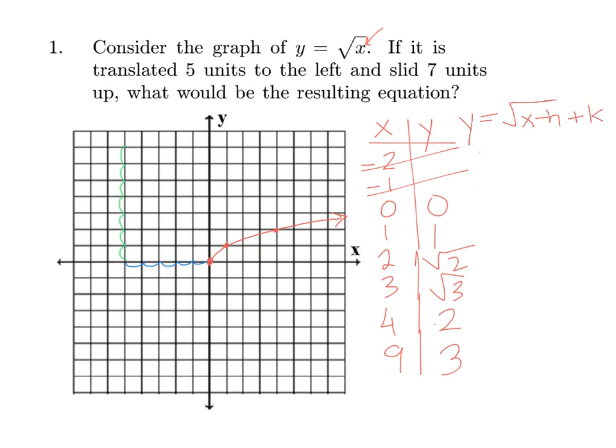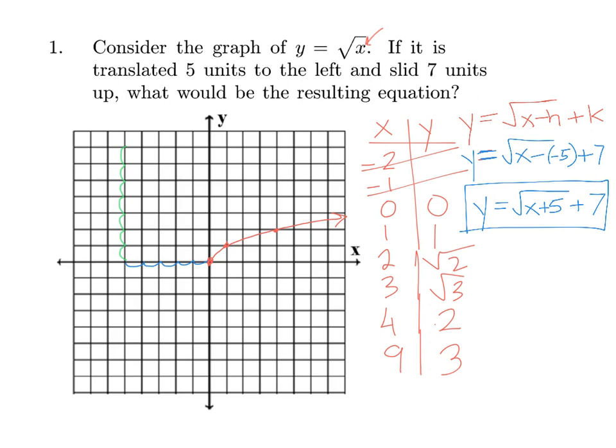All right. So h is your movement left and right. So in this case, I moved back 5. So I'm going to have y is equal to the square root of x minus h, in this case x minus -5. And then plus k. What's k? I moved up 7 units, so it's going to be plus 7. Simplifying this, I get square root of x plus 5, keep that in the square root there, plus 7. All right, so there's our resulting equation.